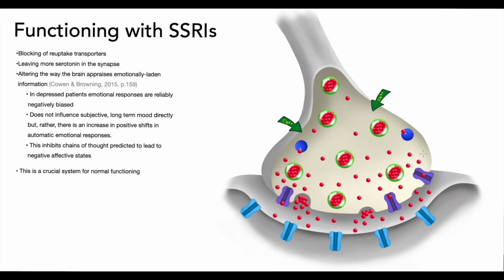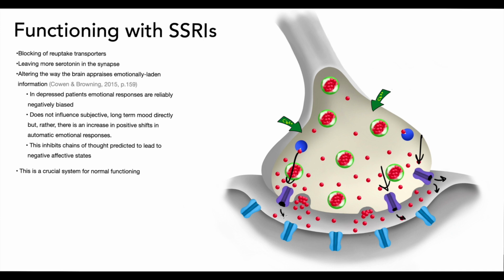Now let's look at SSRIs. They're selective precisely because they only affect reuptake transporters, and they inhibit that reuptake. This inhibits it through blocking those reuptake transporters. For depressed individuals, this means increasing the amount of serotonin left in the synaptic cleft.